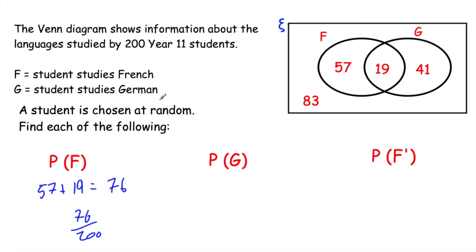So the probability of one of them studying French would be 76 out of 200, and that cancels down to 19/50ths, and that's it. So if a student is picked at random from the 200 students, the probability that they study French would be 19/50ths, or 76/200ths.